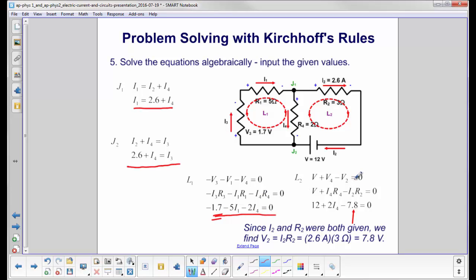Loop 2. What do we have for loop 2? Let's see, the voltage of the battery is 12. There's 12. The resistance for I4 is 2. And then look at this, I2, R2. We weren't given voltage, however, we were given I2 and R2. So to find voltage, that's Ohm's law, 2.6 times 3, 7.8. So we now have 4 equations that have all our givens in them.